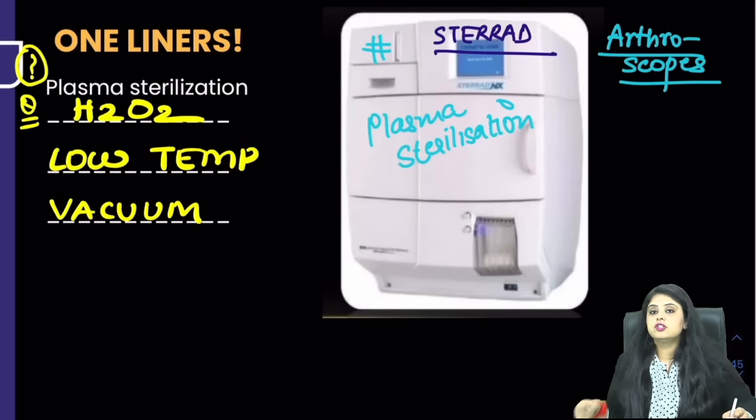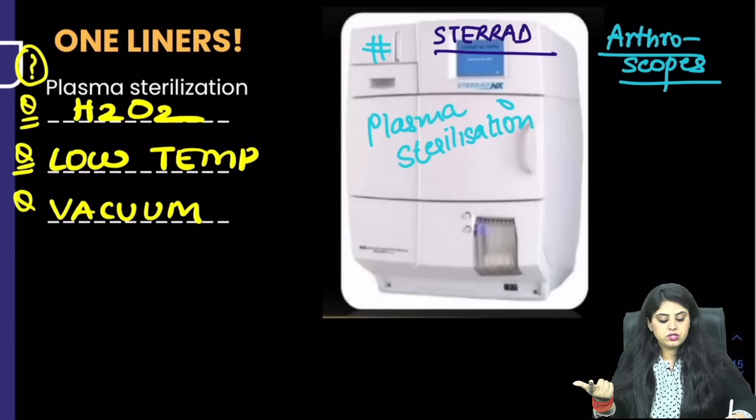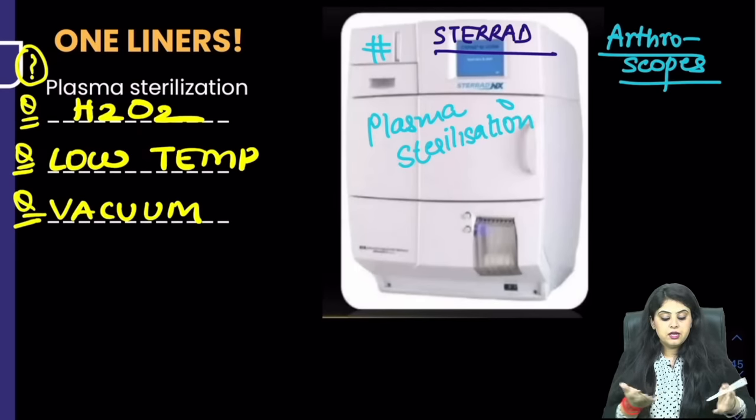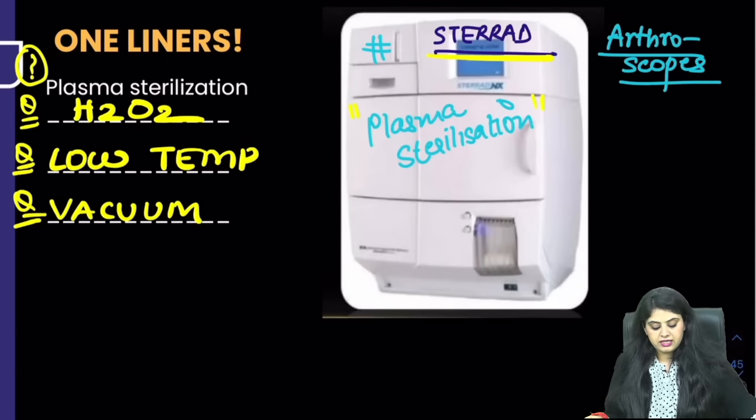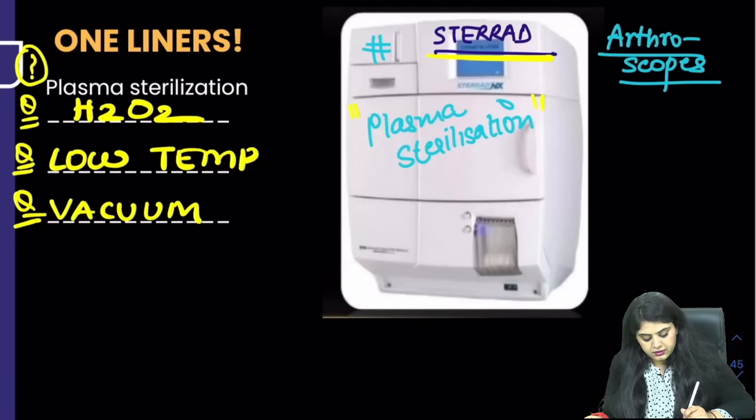Plasma sterilization uses H2O2 at a low temperature and it's looking like a closed box because there's going to be a vacuum created, and that is the STERAD machine that we have. I think we are settled with this also. We can move forward. What do I see written over here?